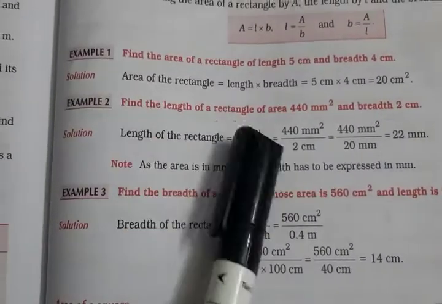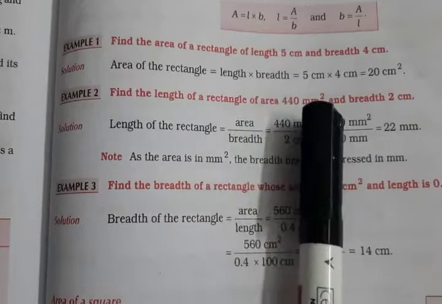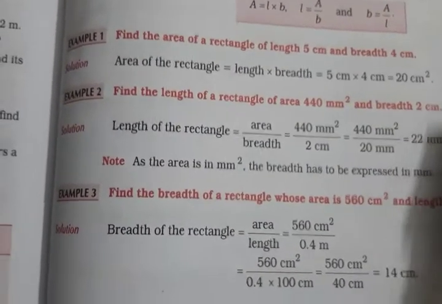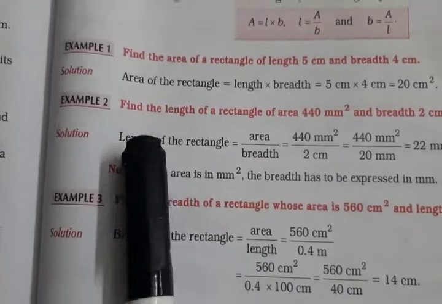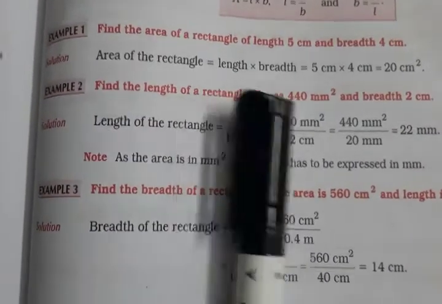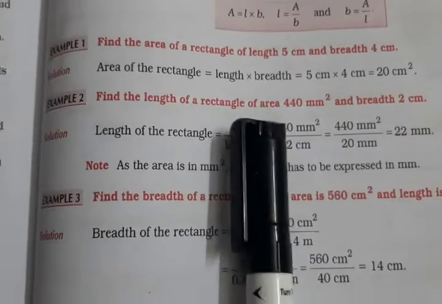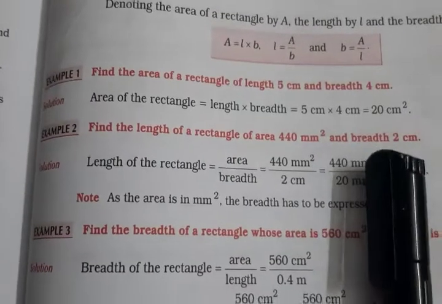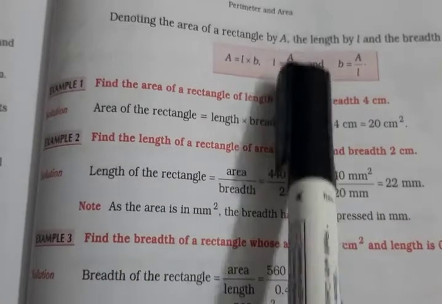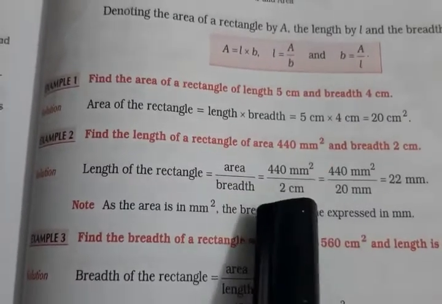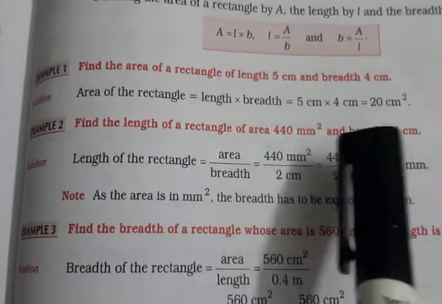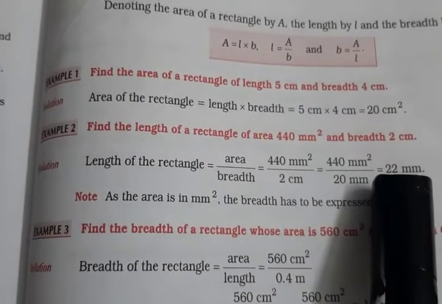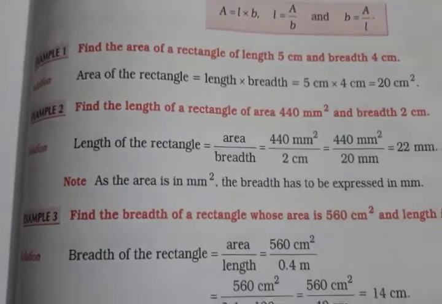Find the length of the rectangle whose area is this one and breadth is 2 centimeter. Now what we will do, we will find the length. Area of the rectangle is given and breadth is also given. How to find the length? That is equal to area upon breadth, that is equal to this much divided by 2 centimeter. Now these units are different. Firstly we will change centimeter into millimeter. Understand?